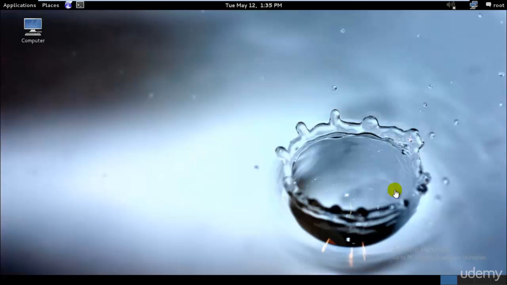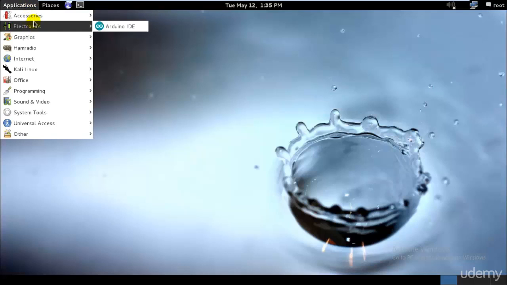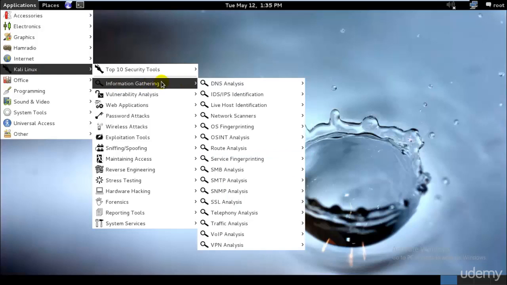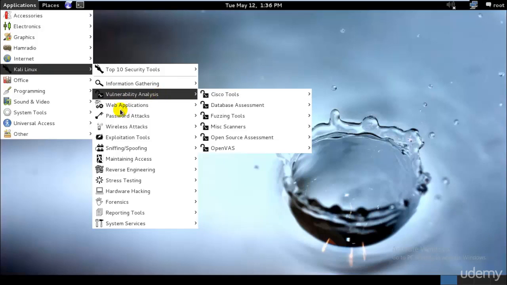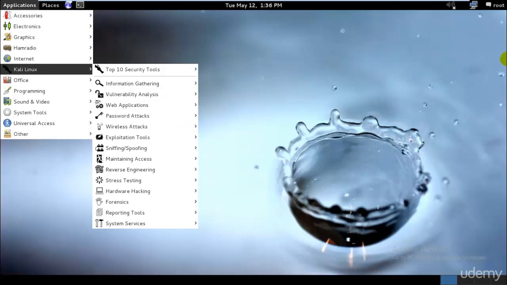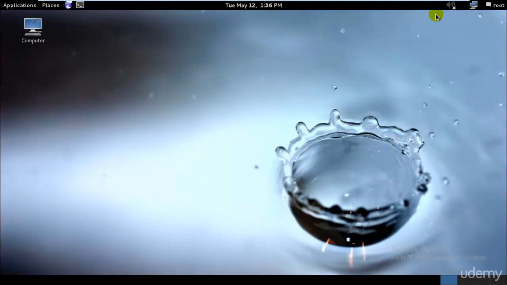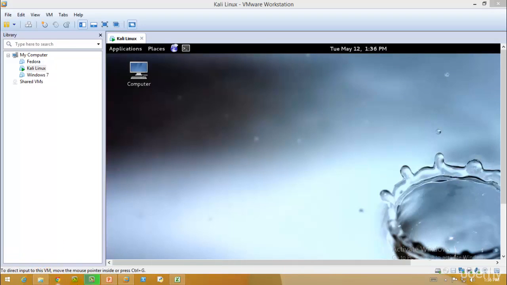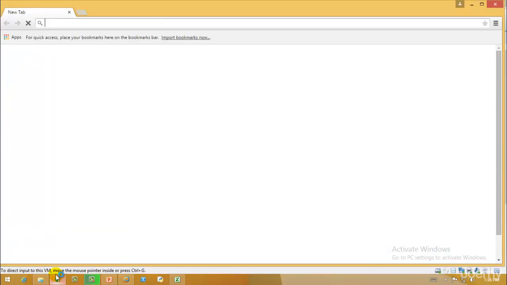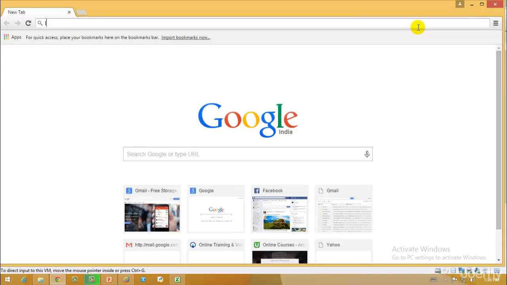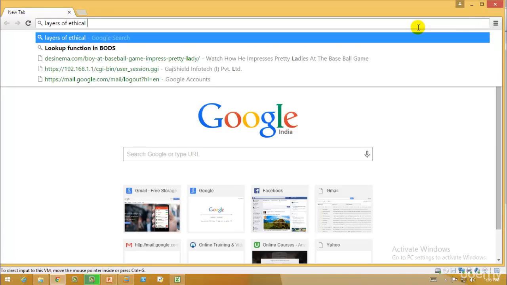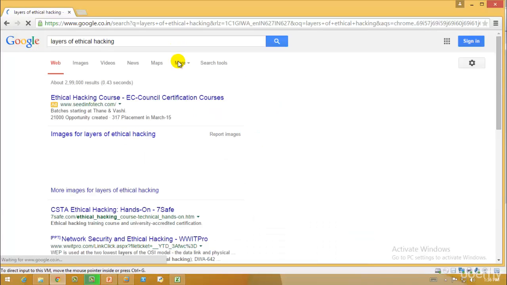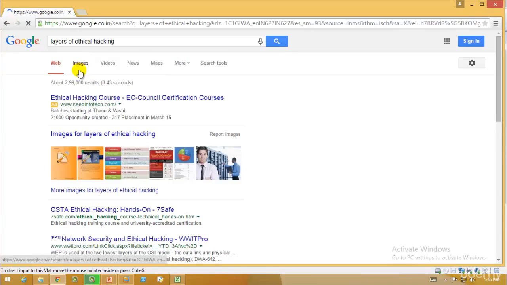As you can see over here, when you check Kali Linux, we have n number of security tools. You might be wondering what is information gathering, vulnerability analysis, web application, password attacks, and many more. I would first teach you the different layers of ethical hacking today. So let's open the web browser and check years of ethical hacking. There are few things that you need to know before you can proceed into detailed stuff, so I would be teaching you that today.